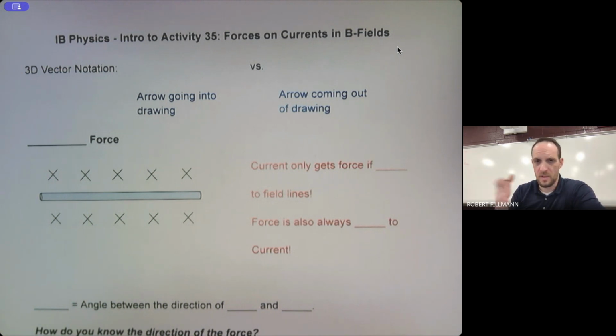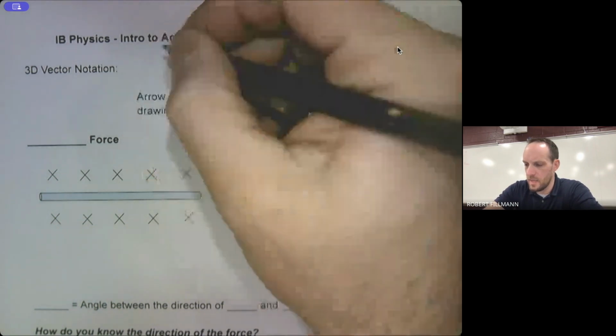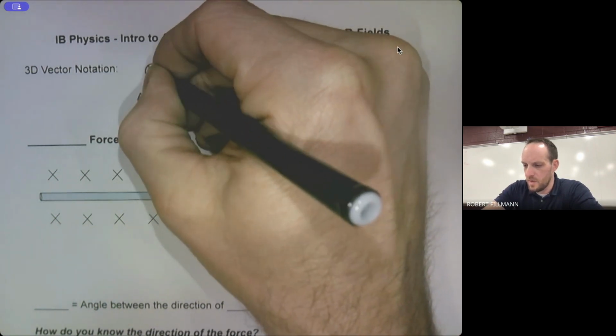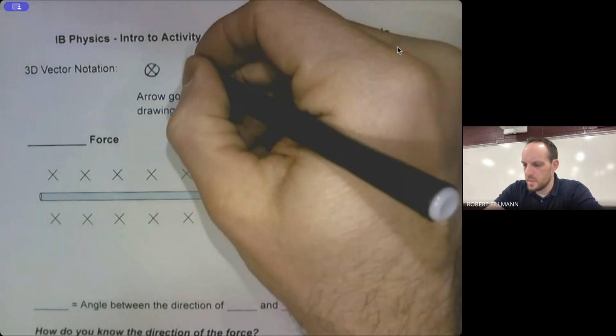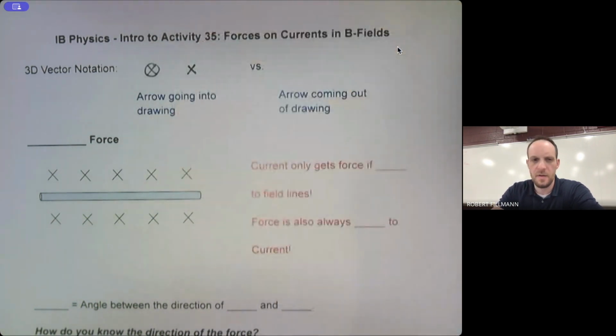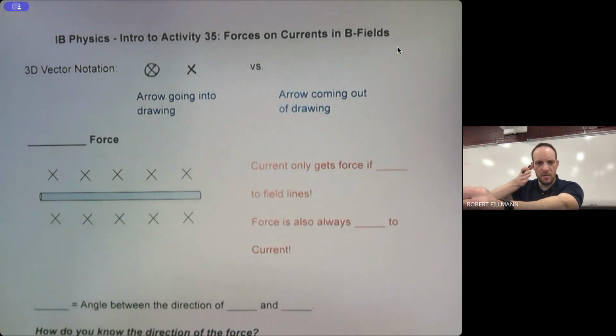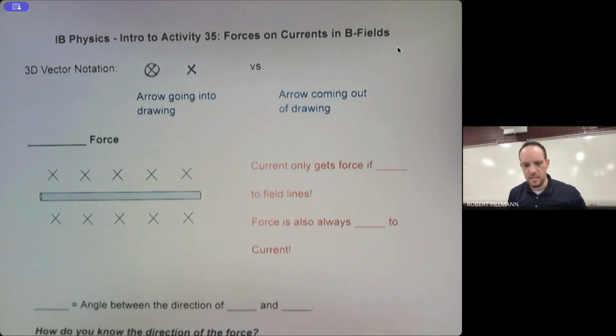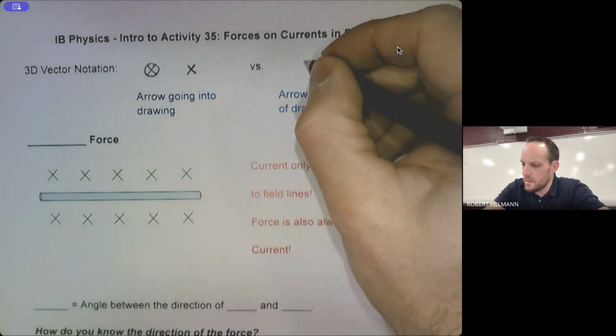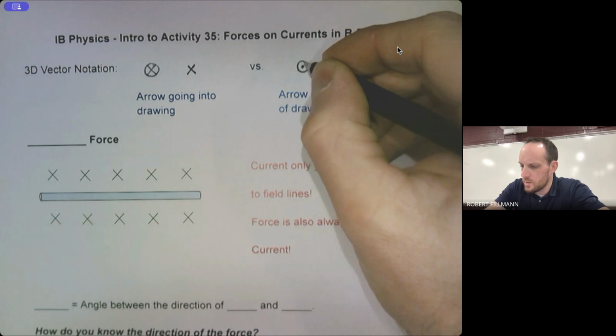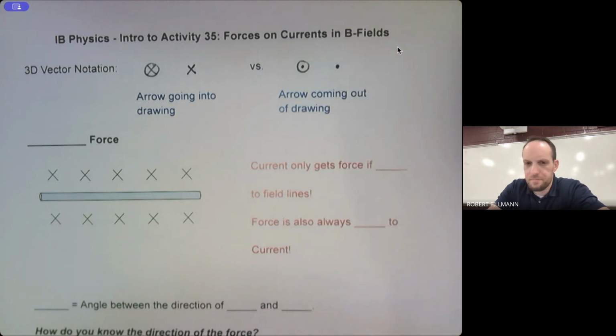I know how to draw arrows that point left, right, up, and down. I need a way of drawing arrows that are coming out of a drawing or going into the drawing. Our method for drawing an arrow going into a drawing, something that points away from me, will be a circle with an X in it or sometimes simply just the X. You can think about this as firing an arrow from a bow: you're seeing the feathers as they move away from you, and it has that X appearance. Whereas something coming out of the page looks like a circle with a dot, or just a dot. It's the tip of the arrow headed towards your face. So that's my notation for the directions.